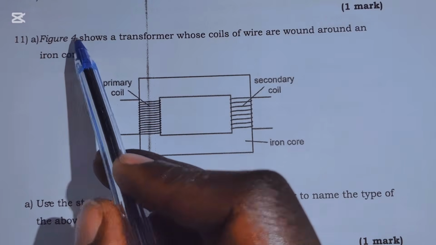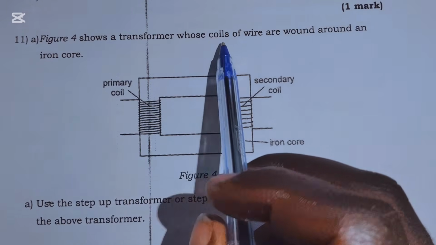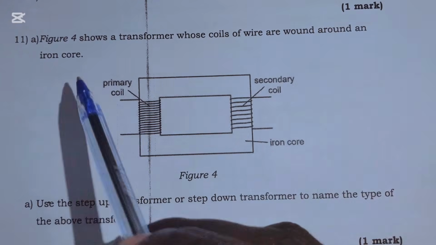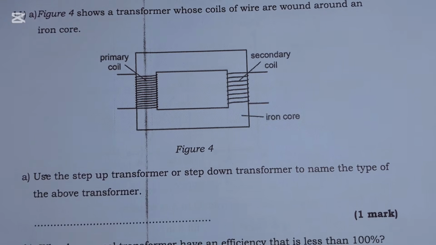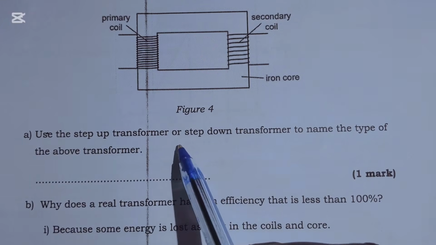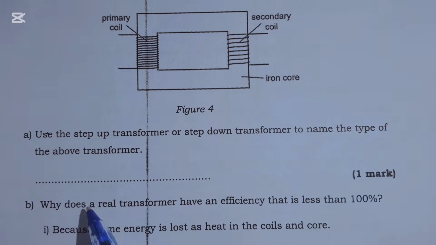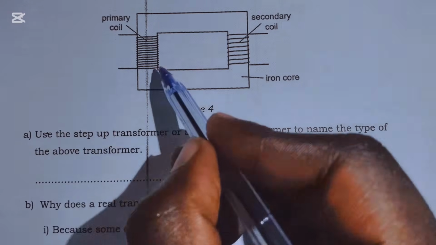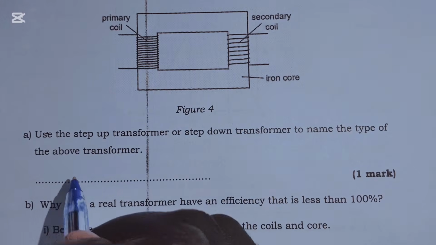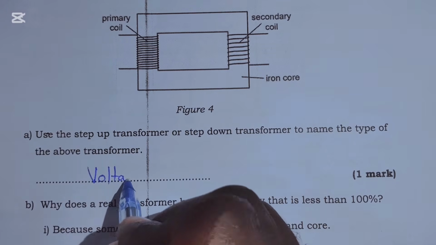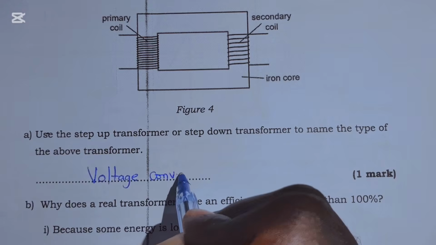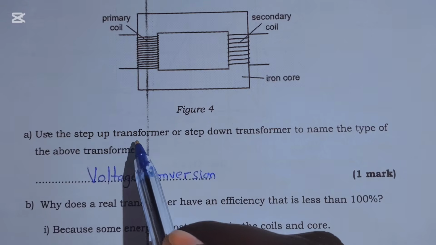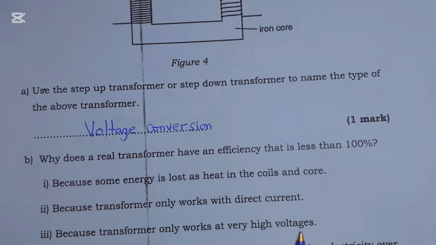Last question, question 11, figure 4. This is a figure number 4. It shows a transformer with a coil of wire wound around an iron core. A. Use step up transformer or step down transformer to name the type of the above transformer we have right here. This transformer we have above, this is what we call voltage conversion, because in voltage conversion we have step up transformers and step down transformers.